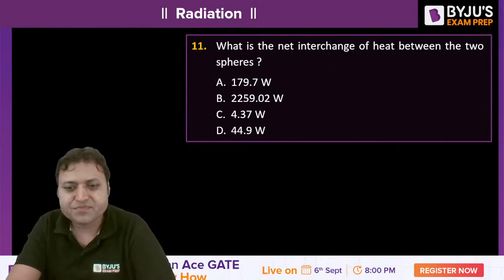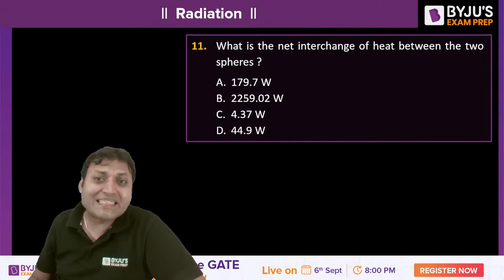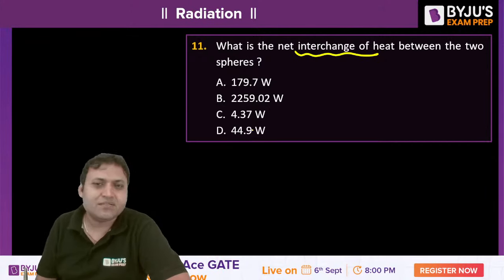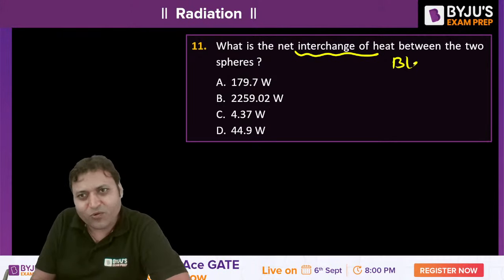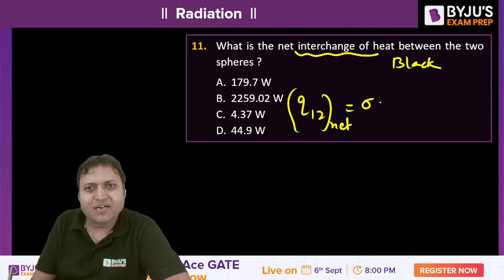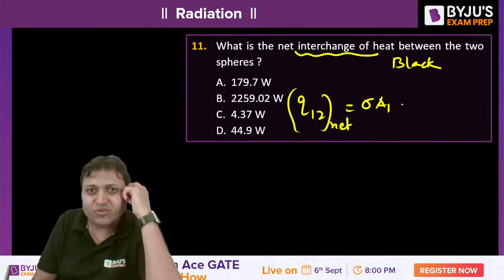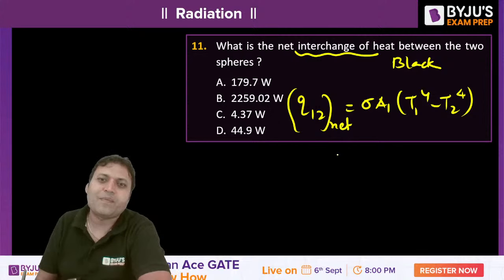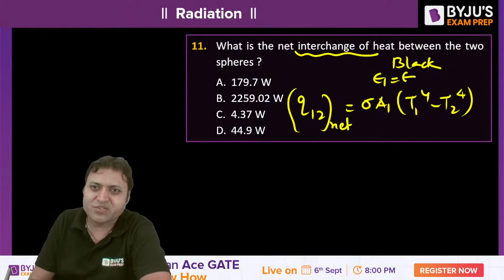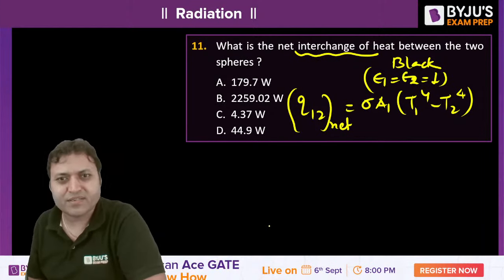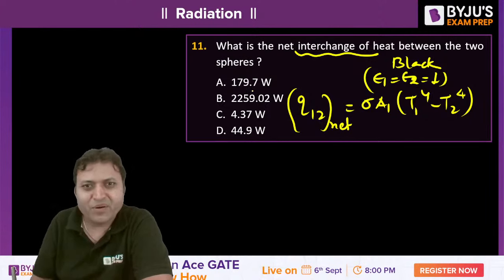One more question, the last one. What is the net radiation interchange of heat between the two spheres? Because both are black surfaces, you can say Q12 net is equal to sigma into A1 into (T1 to the power 4 minus T2 to the power 4). Because both are black, epsilon 1 is equal to epsilon 2 is 1. Q12 net will be given by this.